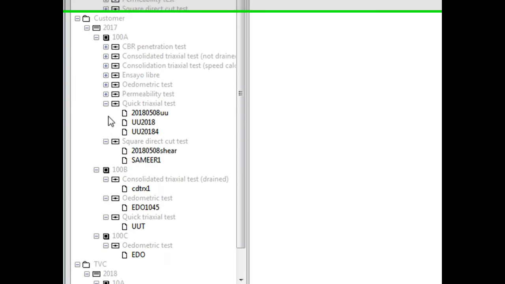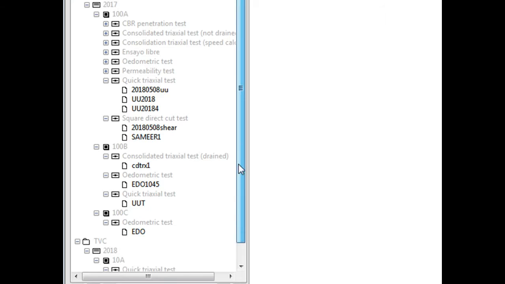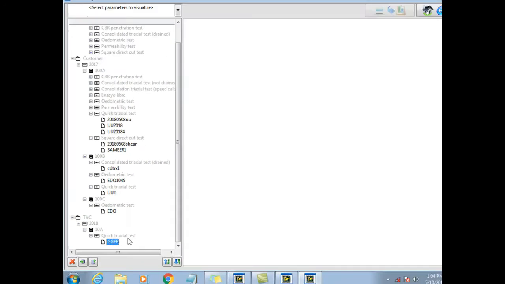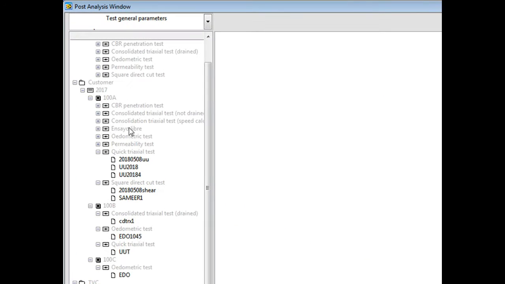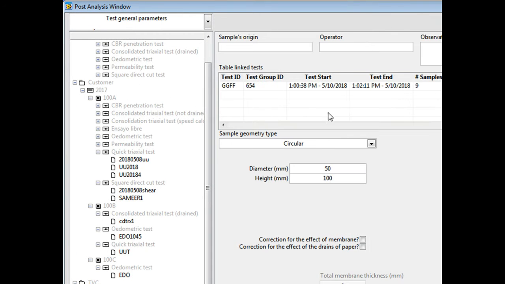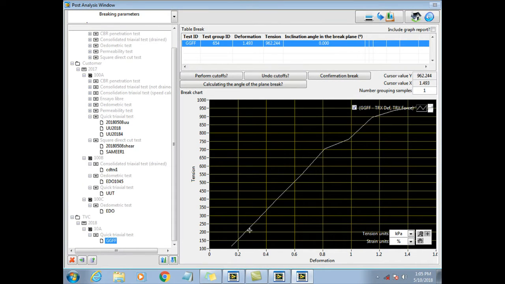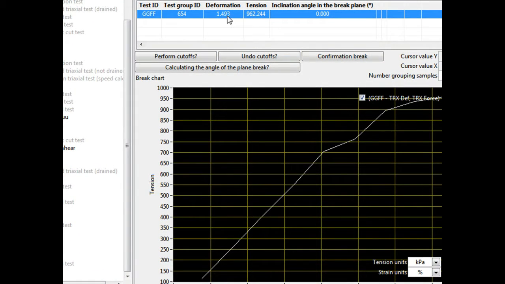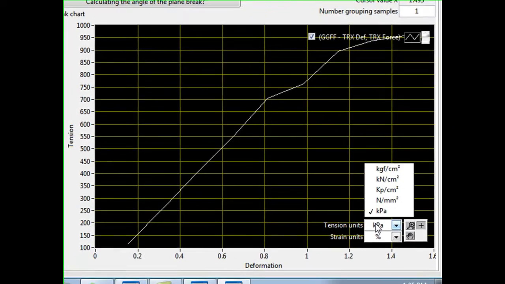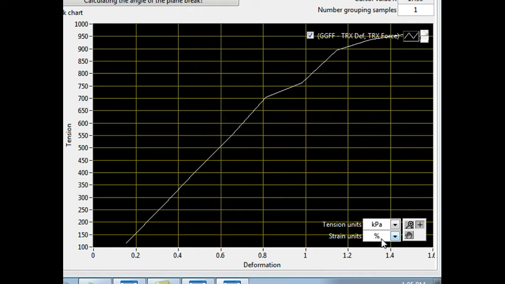Of course, you can press anything and delete from here, right? Oh, TVC, yes. We go to general parameters. We take 9 samples. We see the breaking curve, and here they show you the value of deformation and tension units you can change.